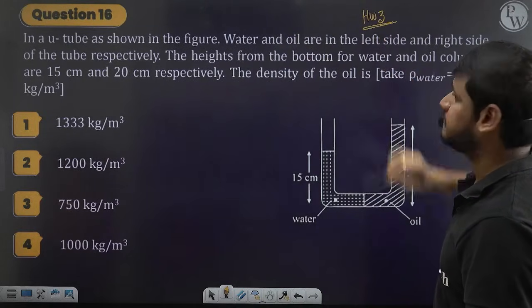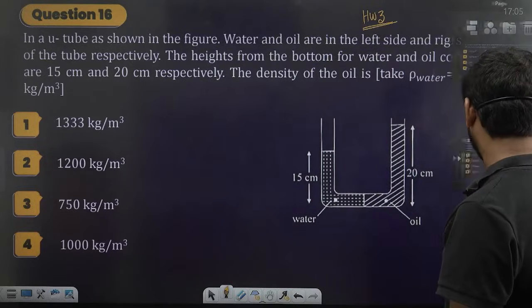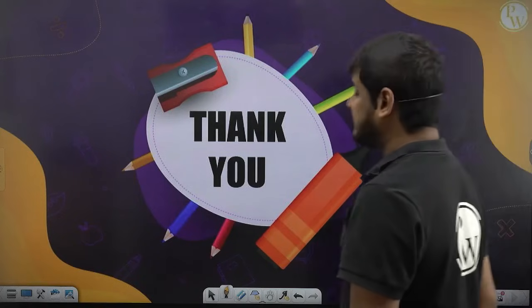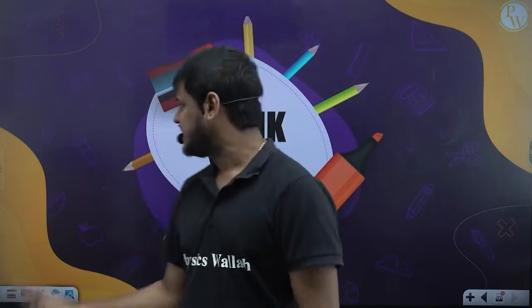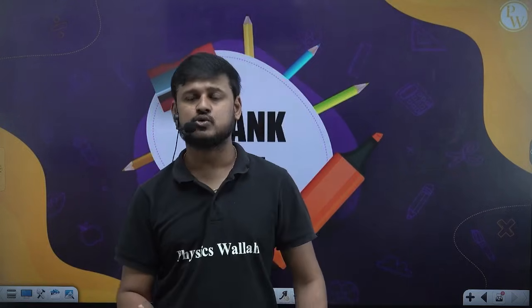Homework 3. Done. Chalo, that's it for the first lecture of your mechanical properties of fluids. We understood how the pressure varies as we go inside the liquid, that's the first thing. And the pressure at the same horizontal level will be equal, that's the second thing. Based on that, we have solved U-tube problems. I gave some questions as homework, try them on your own. If you are not getting them, I'll take them in the next session.